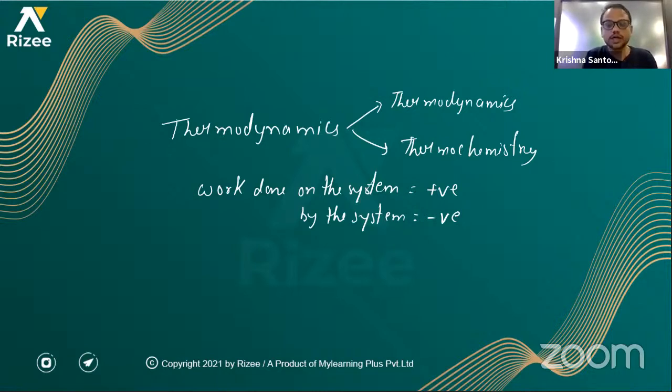Because in physics we work on the surroundings, but in chemistry we work in the system. So that's why there is a difference between the physical and chemical thermodynamics. In chemistry, most of the questions will come from thermochemistry only.